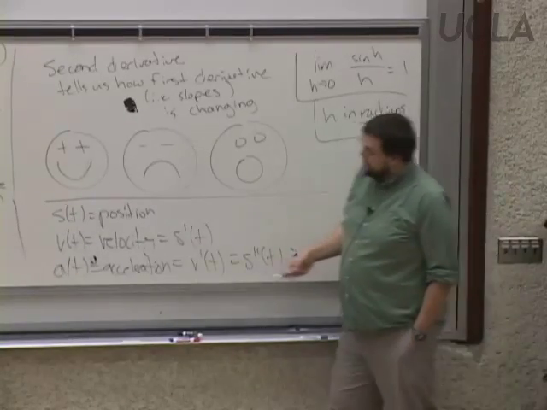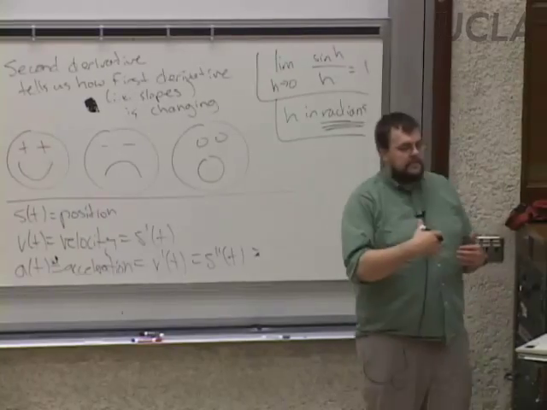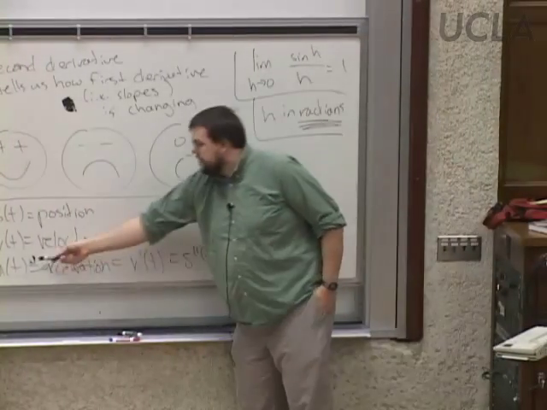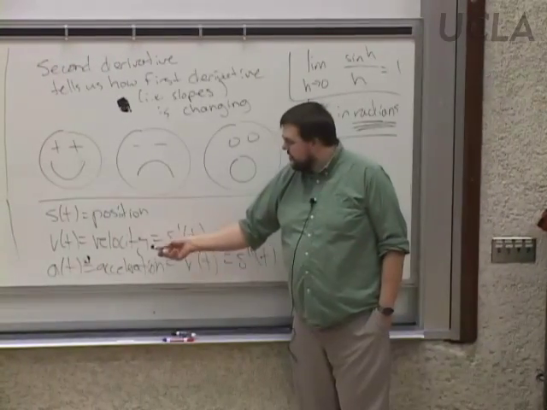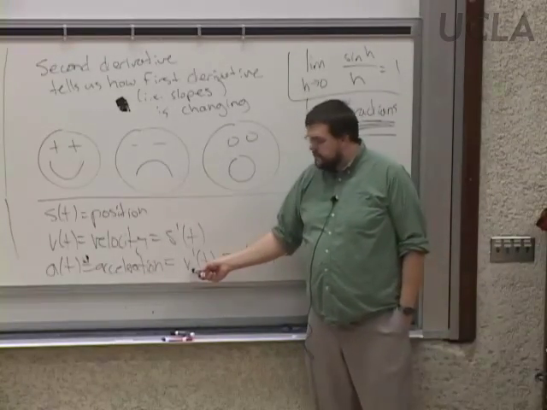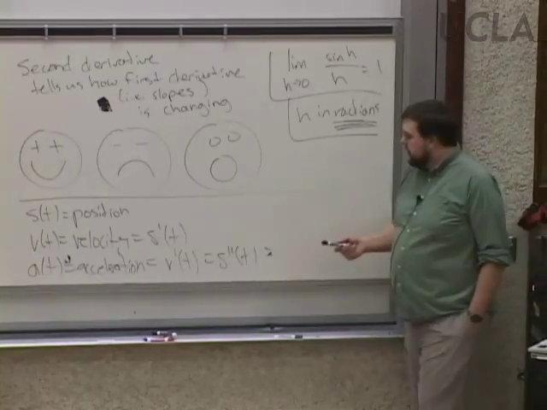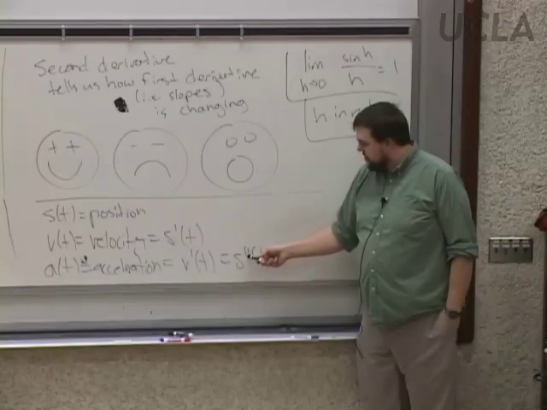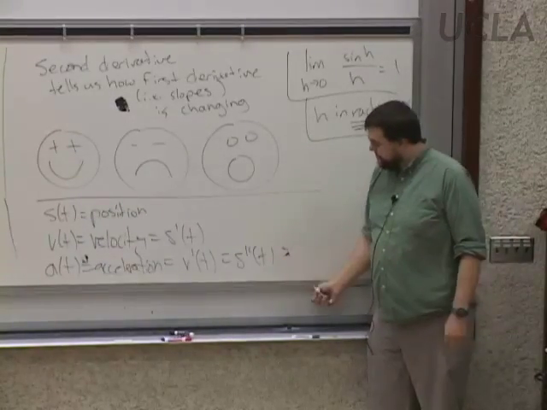Another thing we might be interested in is the acceleration. Acceleration tells me whether I'm getting faster or getting slower. We call that a of t. And acceleration tells us how velocity is changing, so acceleration, of course, is the derivative of velocity. But we also know velocity is the derivative of position. So the derivative of the derivative of position is the second derivative of position. So the acceleration is the second derivative of position.